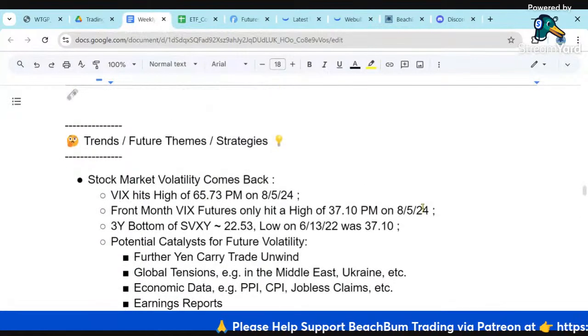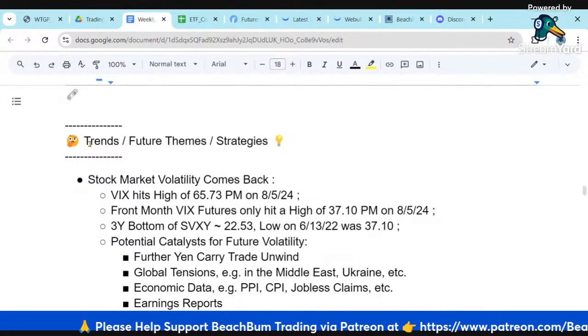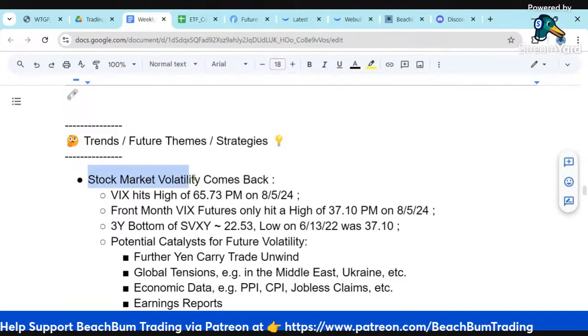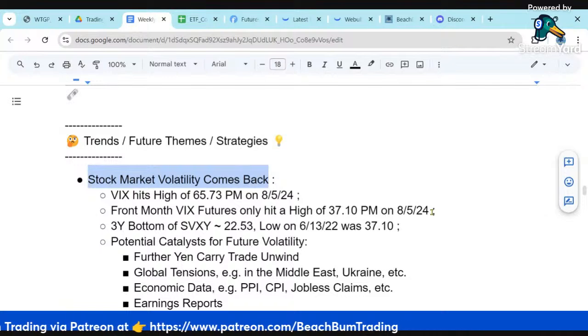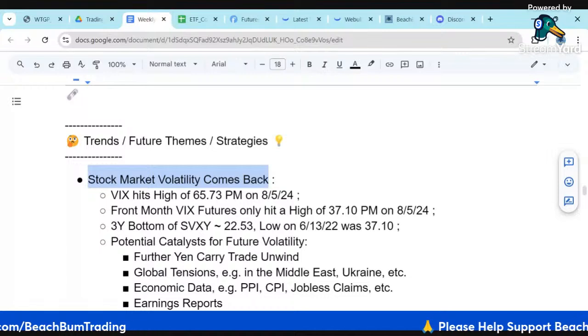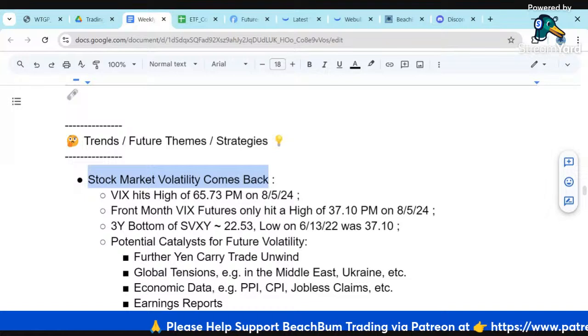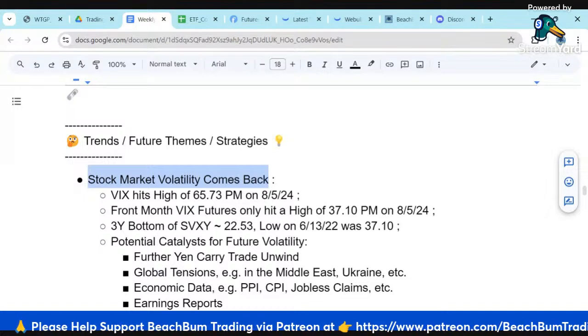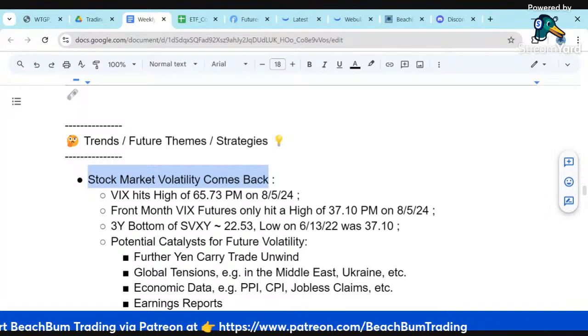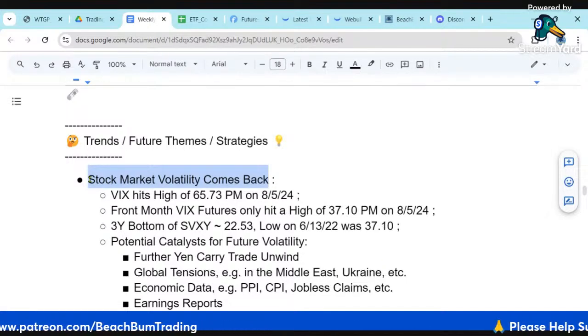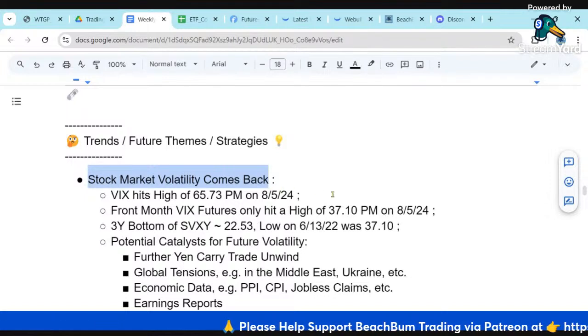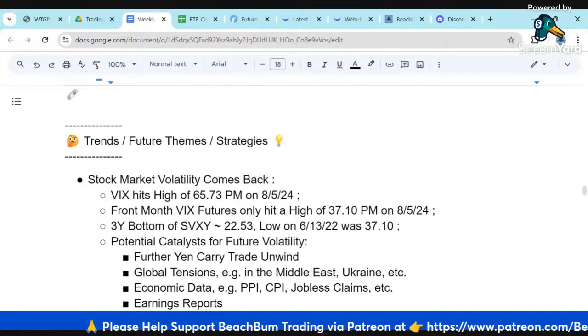Okay, let me take a quick drink and let's talk about again our strategy, our trade ideas. How can we make money as the stock market volatility comes back? Okay, again, our topic for this week is how to make money trading as the stock market volatility comes back. And we definitely saw volatility come back to the market this week.